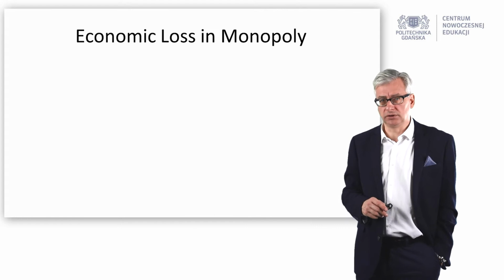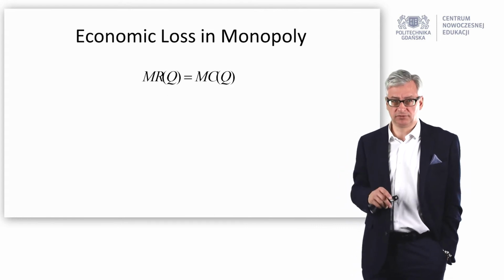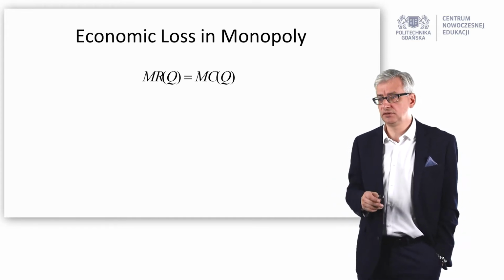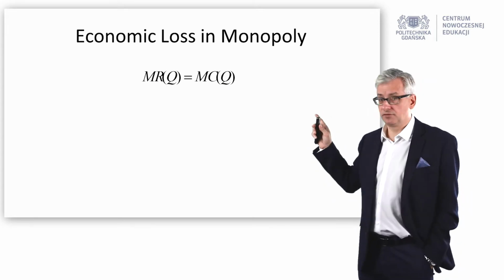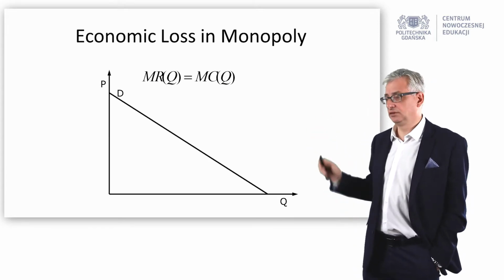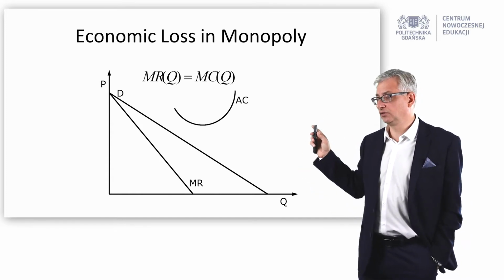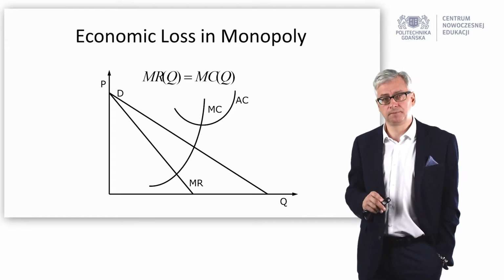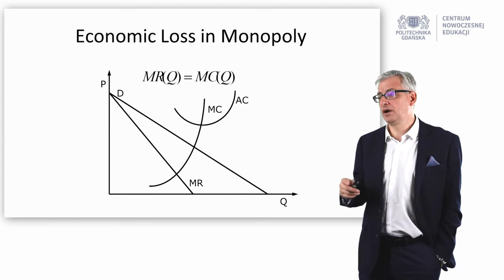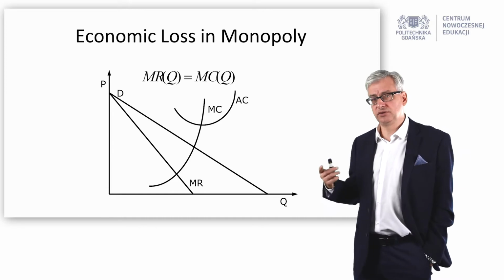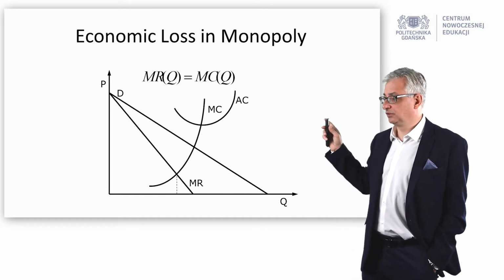Is it possible to have economic loss in monopoly? Yes, it is. It does not happen very often because usually being a monopolist is a good business, but it is possible. Have a look at the graph. So here we have our demand, here we have our marginal revenue, and these are our costs, average and marginal. Looking for our profit maximizing solution, we try to equate marginal revenue with marginal cost. So this is the point of intersection.